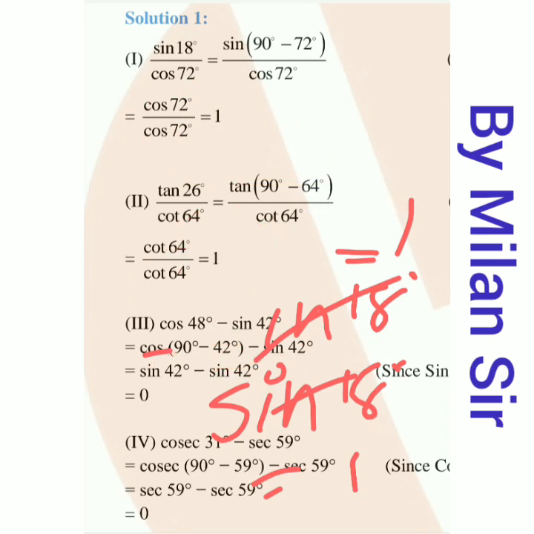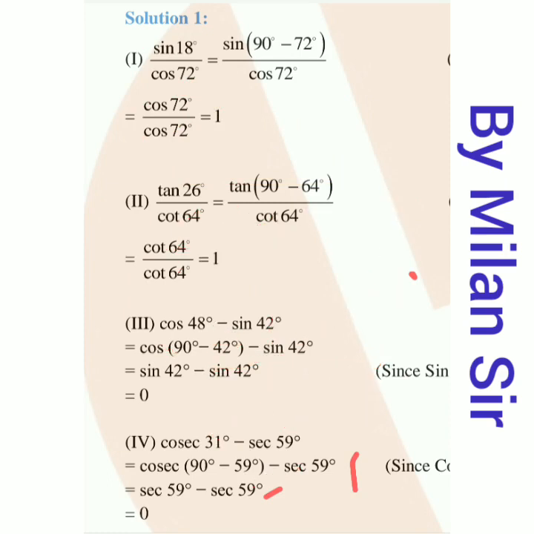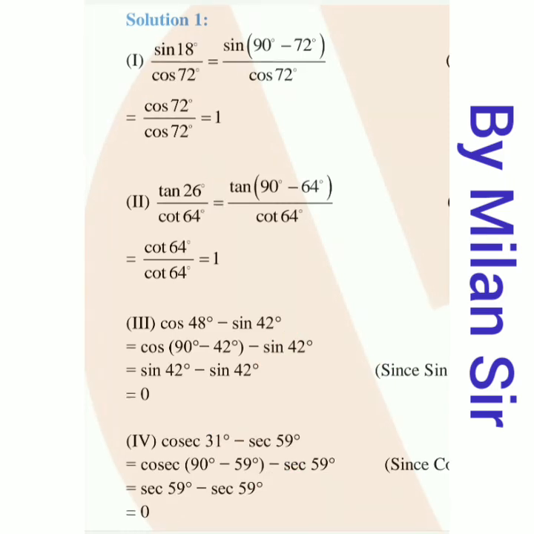Now second question, it is tan 26 upon cot 64 degrees. Again we can see here 64 plus 26 is equal to 90, so we can use the formula of complementary functions. You can convert tan into cot, otherwise you can convert cot into tan. Here we are going with conversion of tan into cot. So in place of 26 I can write tan 90 minus 64, because 90 minus 64 is equal to 26, and my denominator as it is.